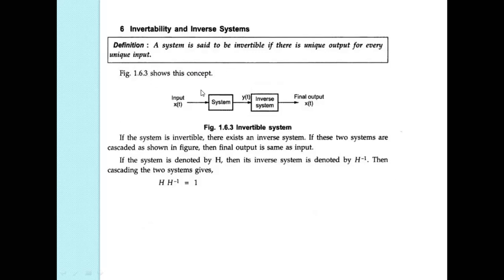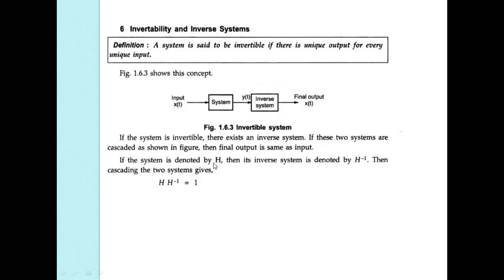It is a concept that shows the input x of t given to the system to get the response y of t, and this output response y of t is given to the inverse system, and the final output is the same as the input only. If the system is invertible, there exists an inverse system. If these two systems are cascaded as shown in the figure, then the final output is the same as the input.